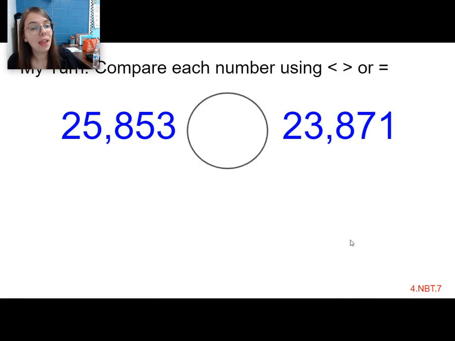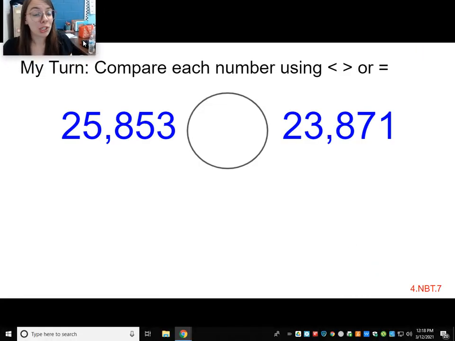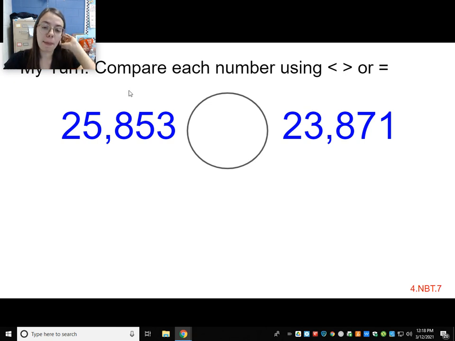So the last thing we learned how to do in this cluster was compare numbers. Okay, so it says compare 25,853 to 23,871. Well, because of the way our number system works, if we want to compare whole numbers, we just have to compare each place value, okay? So we would compare the 10,000s with the 10,000s in each number, the thousands with the thousands in each number, the hundreds with the hundreds, the tens with the tens, and the ones with the ones.